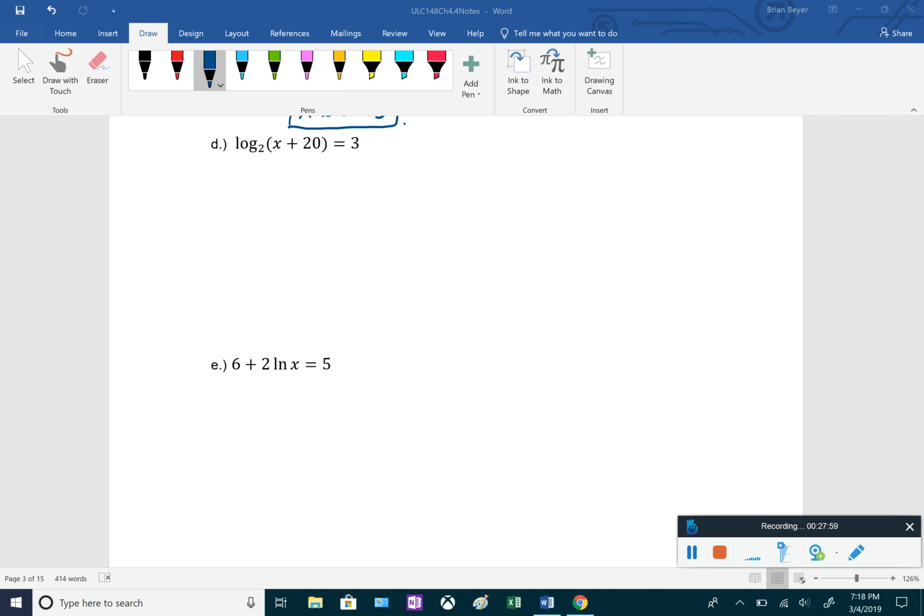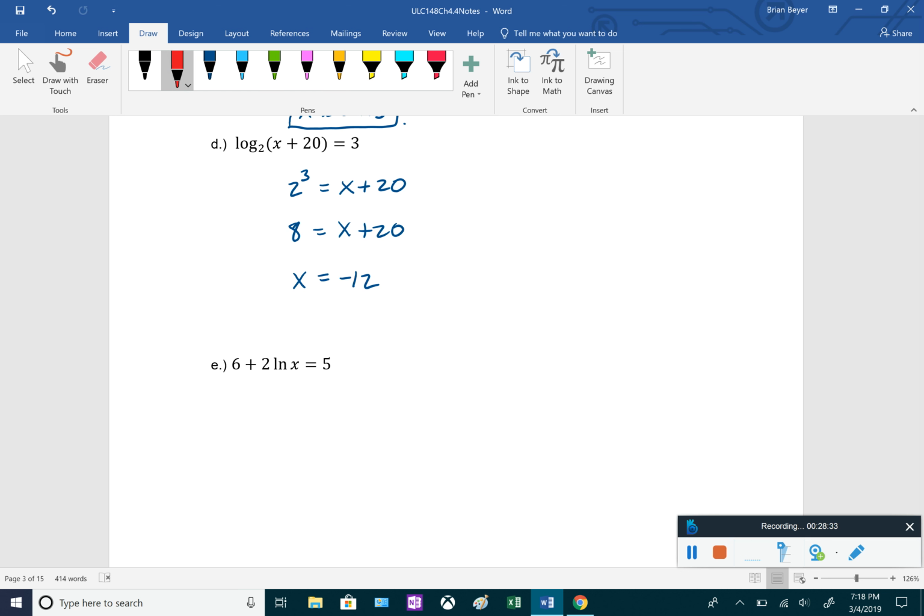So the logarithm's already isolated, so converting this to exponential form, it's going to be 2 to the 3rd equals x plus 20. Sometimes I might write it a little bit differently when I'm doing exponential form, like x plus 20 equals 2 to the 3rd. Obviously it means the same thing. So this is going to be 8 equals x plus 20. Subtract 20 on both sides, and we get x equals negative 12.